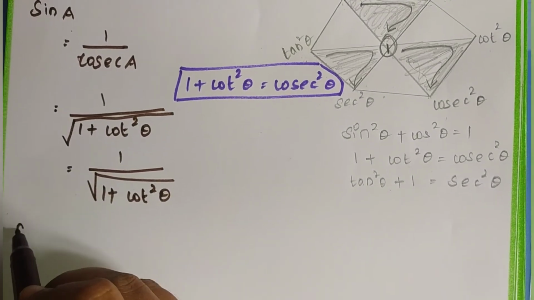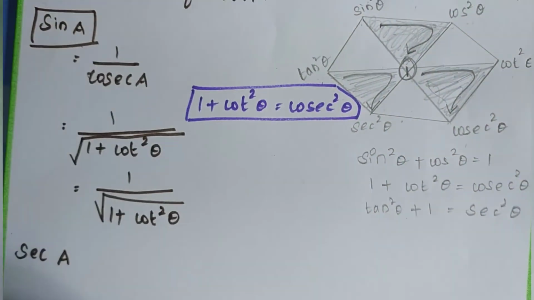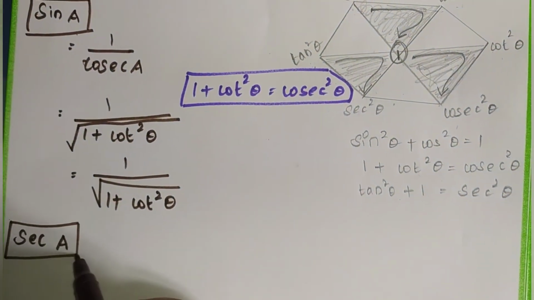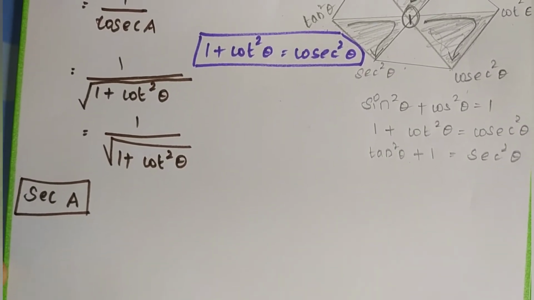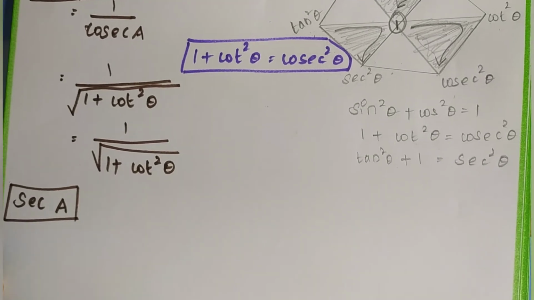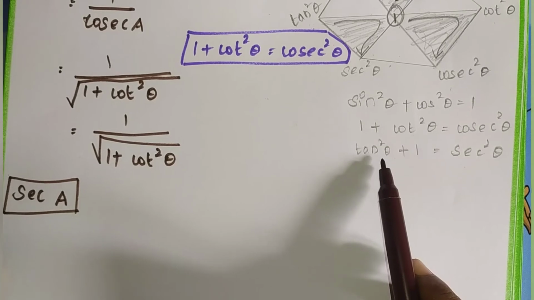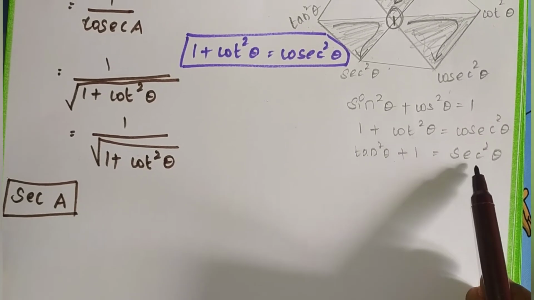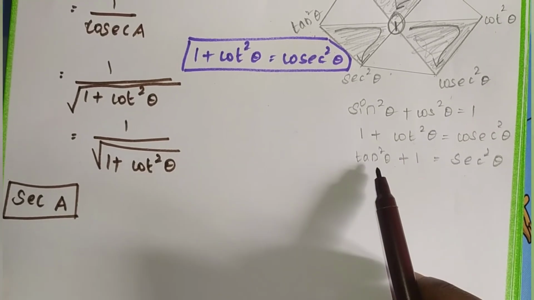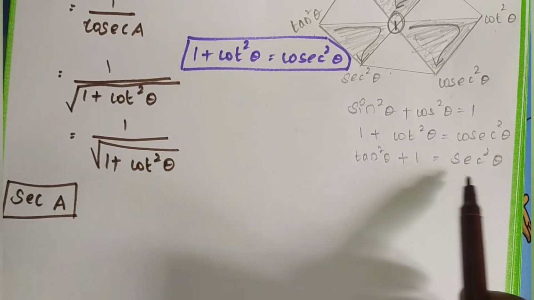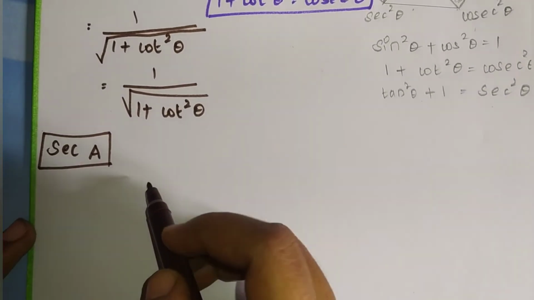Okay. Next is secant A. First we changed sin A, next secant A. How do we have to change this one? We have secant theta in terms of tan only. So first I am going to write in terms of tan, and then tan we can convert into cot because the reciprocal of tan is cot. So I am going to choose this identity. Write that identity first.